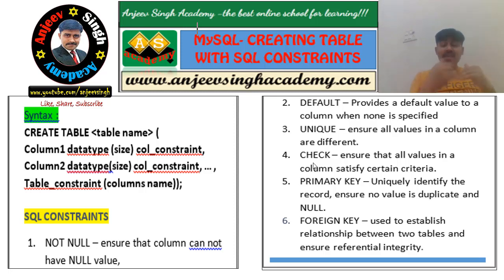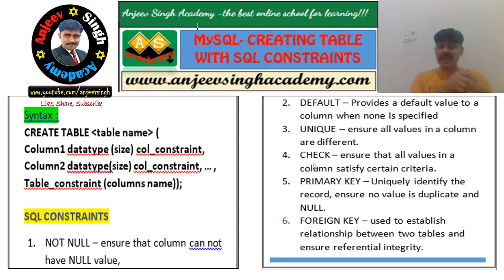If anybody asks you what is the difference between primary key and unique, you can say that primary key allows unique value as well as does not allow null value, while unique allows unique value only, but null can be allowed and duplicated also.